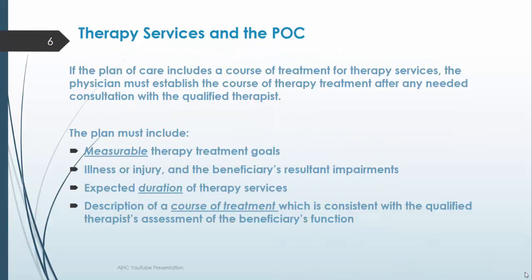If the plan of care includes a course of treatment for therapy services, the physician must establish the course of therapy treatment after any needed consultation with a qualified therapist. The plan must include measurable therapy treatment goals, which pertain directly to the beneficiary's illness or injury and the beneficiary's resultant impairments. The plan must also include the expected duration of therapy services, and lastly, a description of a course of treatment which is consistent with the qualified therapist's assessment of the beneficiary's function.